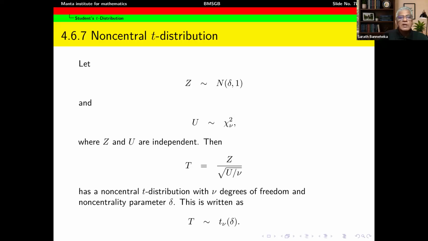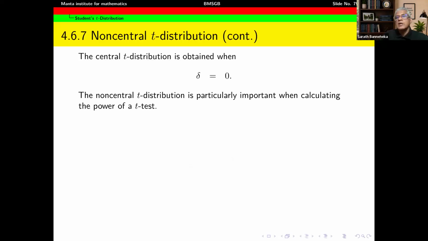Now, let us look at how the shape of the central T and non-central T vary. What is the difference between those two as we change the value of delta? The central T distribution is a fixed one. That is the one that comes when delta is equal to 0. So we will have a graph.